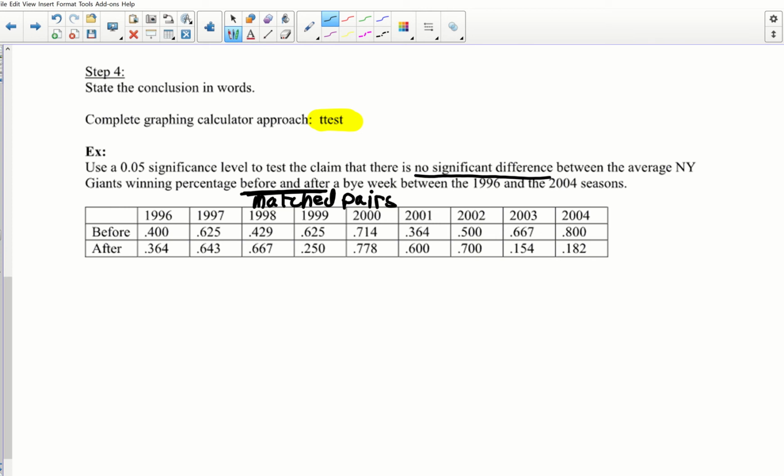Between the 1996 and 2004 seasons. All right. The motivation behind this had to do with the Giants were a terrible team at that time. They're a terrible team now.